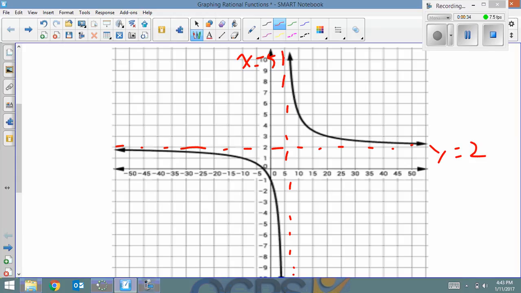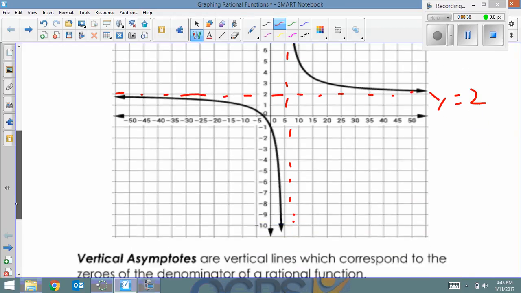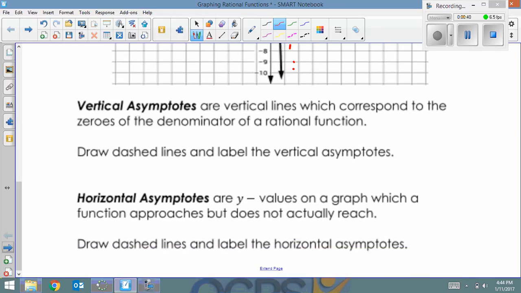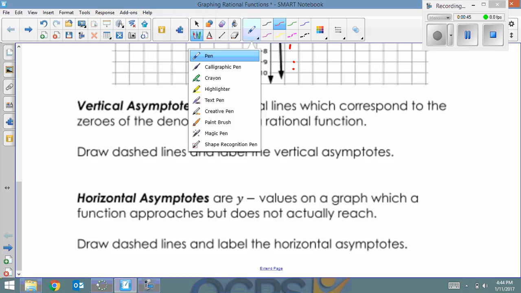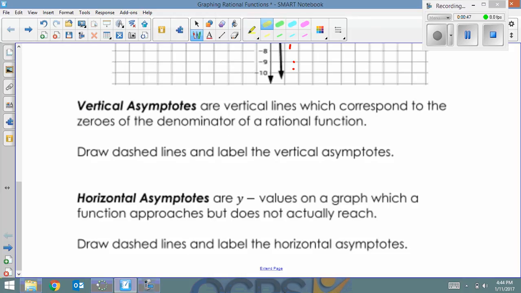As you can see here, these black lines are going along the dotted line path. We have three types of asymptotes. We have vertical asymptotes, and vertical asymptotes correspond to the zeros of the denominator. So they're in the denominator. We'll take that and set it equal to 0. Horizontal asymptotes are y values on the function that we can approach but do not actually reach.